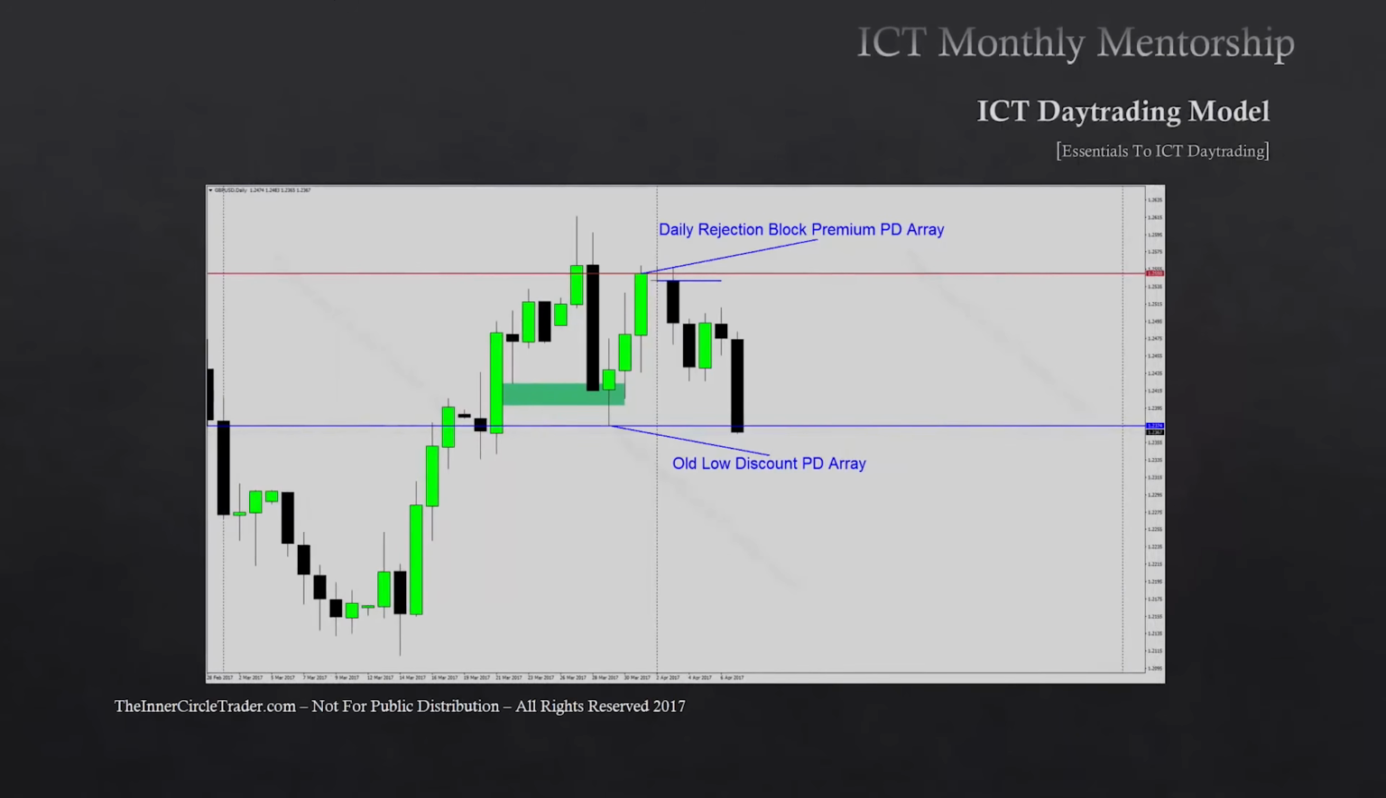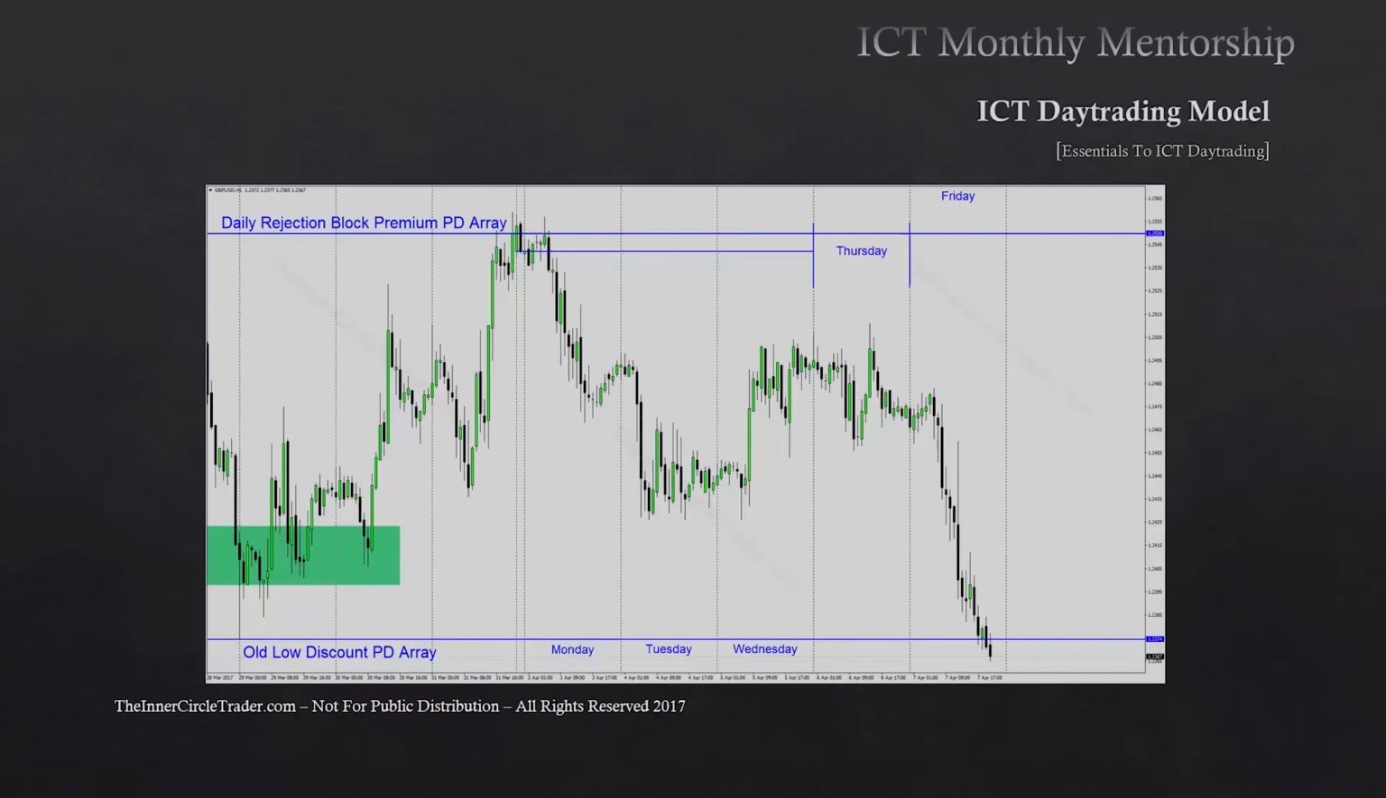Okay, our first of three examples here. We're looking at the daily chart of the pound, and this is illustrating a premium PD array on the daily chart in the form of a daily rejection block and an old low discount PD array. So we have two reference points framed here. Okay, and you can see all of the days for this particular week are noted, and our opening prices forecasted throughout the week until Thursday.